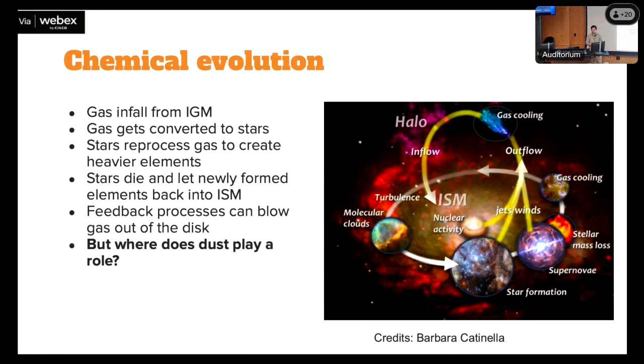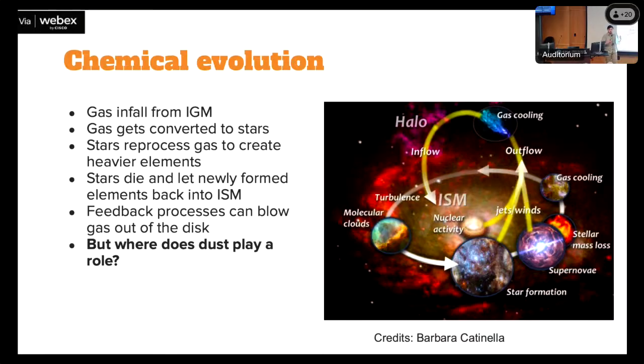I'm doing this from the point of view of chemical evolution, where we simply look at the quantities rather than the dynamics: how much gas enters a system, in this case a galaxy, how it gets reprocessed within the galaxy through star formation and the fusion of elements into heavier elements, and then also through outflows fueled by different feedback mechanisms.